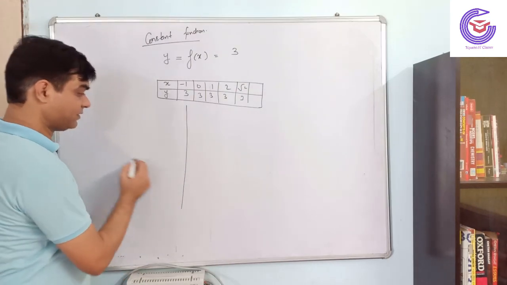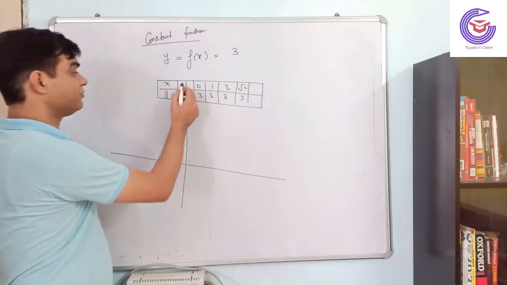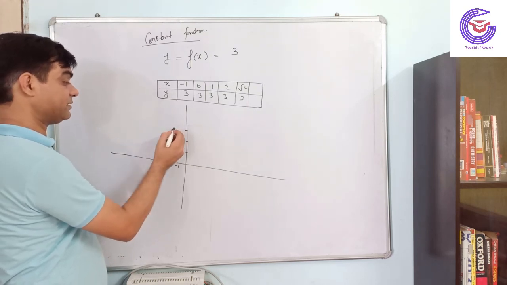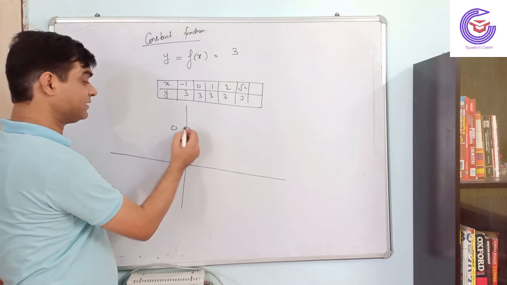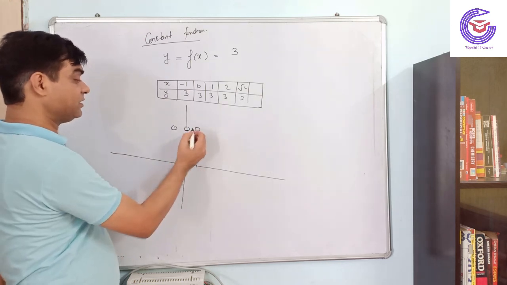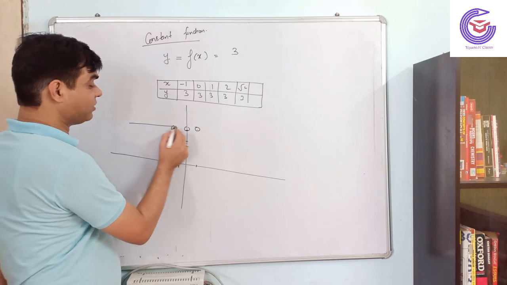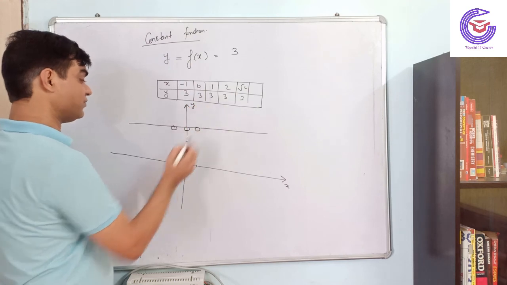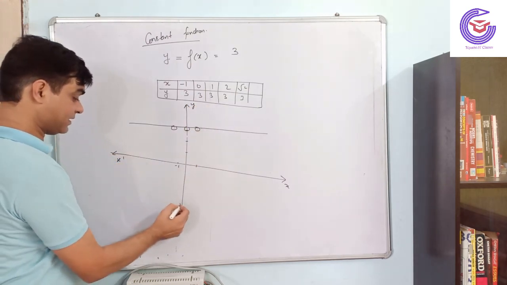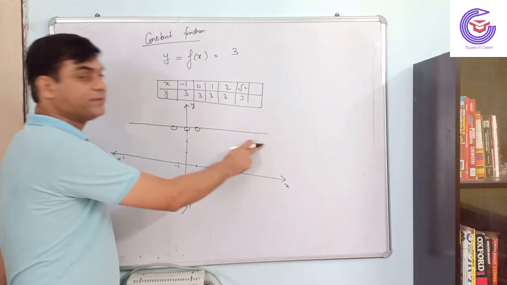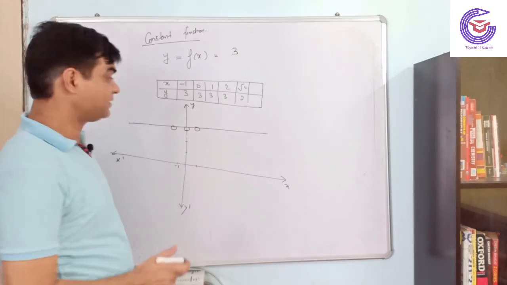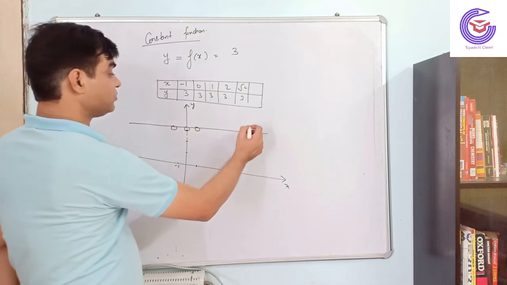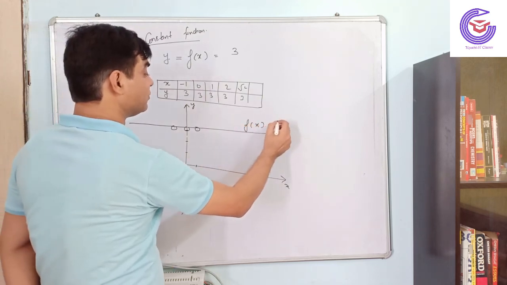So if you plot this graph, -1 comma 3, so -1 is here, 1, 2, 3, this point will come here, 0 comma 3, 1 comma 3. If you join all these points, this will come something like that. So this is x, this is y, x dash, y dash. So this line represents the constant function f(x) is equal to 3.